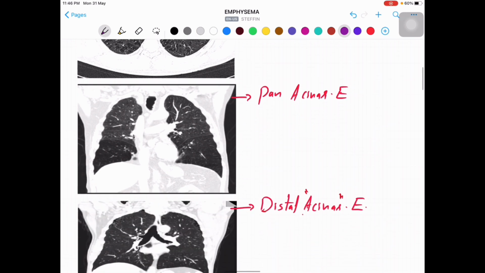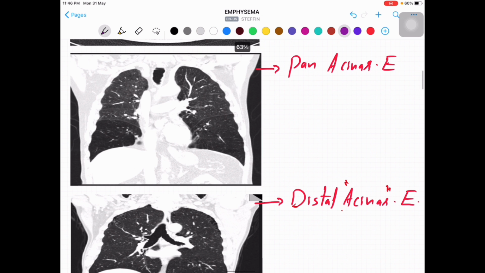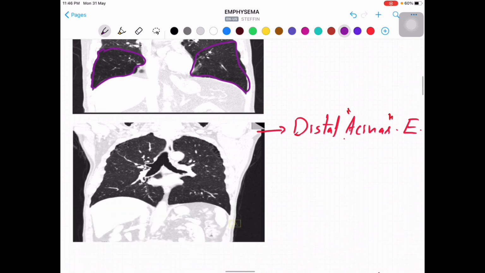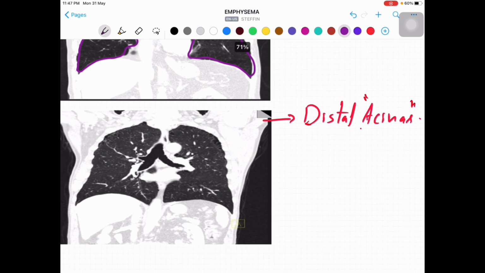So let's move on to panacinar emphysema. As you can see, there is a bilaterally affected lung, the bilateral lower lobes. The entire acinus or the entire lower lobe is affected. This is how panacinar emphysema looks. So let's see how distal acinar emphysema looks. As you can see, there are small lucent areas adjacent to the pleural surface. This is how distal acinar emphysema looks.